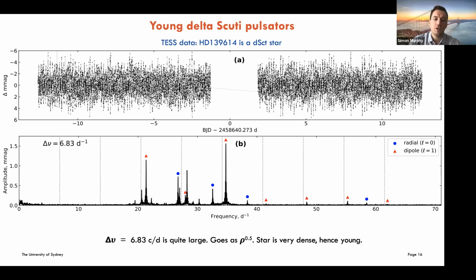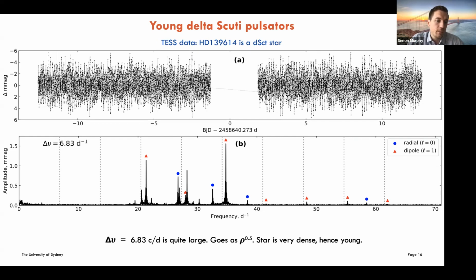What I want to convince you of is that particularly on the right-hand side, we can see regular patterns between the modes. So if you divide the Fourier transform into regular segments of size delta nu, 6.83 cycles per day in this case, and you draw those as dashed lines, you'll see you've got a little triangle just to the right of each of those dashed lines, okay? In every single window, you've got these triangles. So these modes have this regular spacing, and that spacing is delta nu.